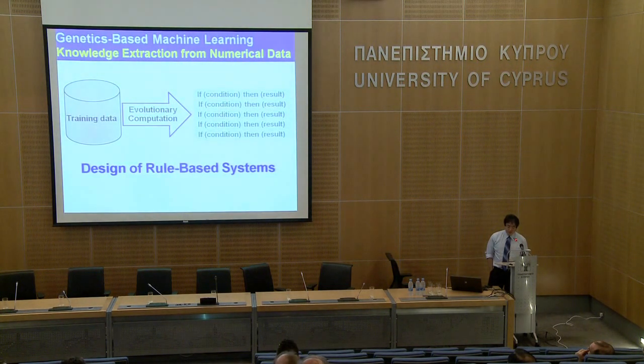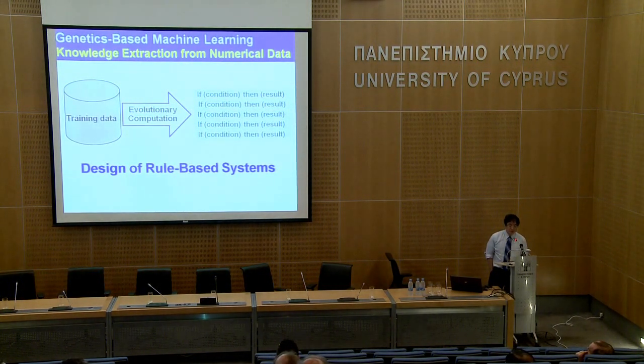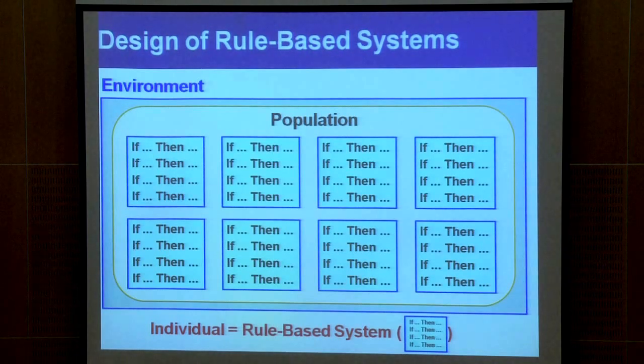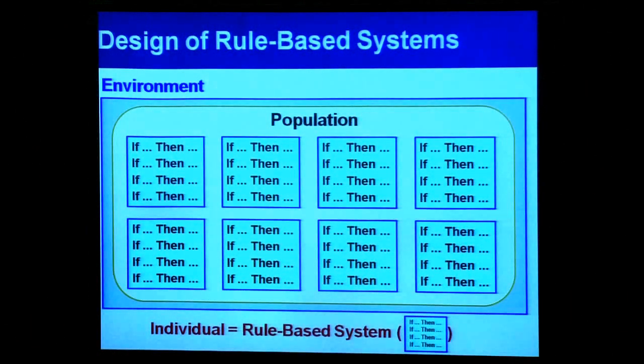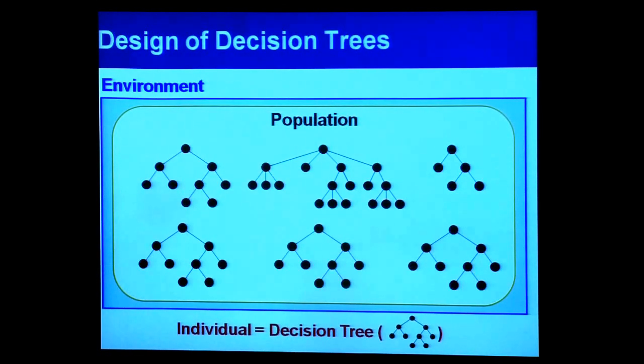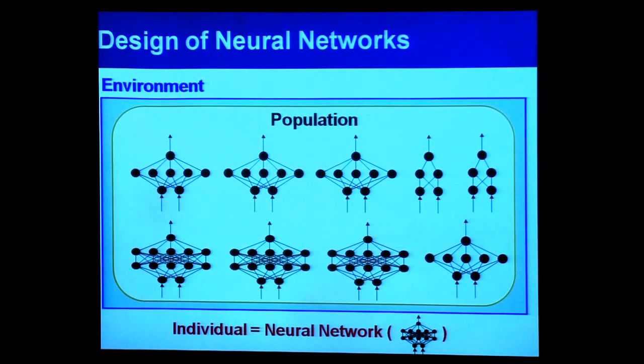So this is the application to the design of rule-based systems. This is the same figure as the previous slides. We have environment and population, and the individual here is a set of rules. That is a rule-based system. This idea can be used for the design of decision trees in this figure, and also can be used for the design of neural networks. In this case, the individual is a neural network.